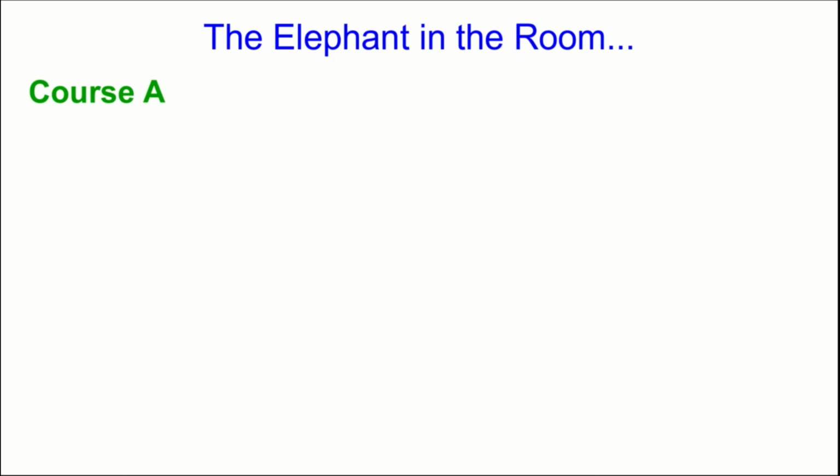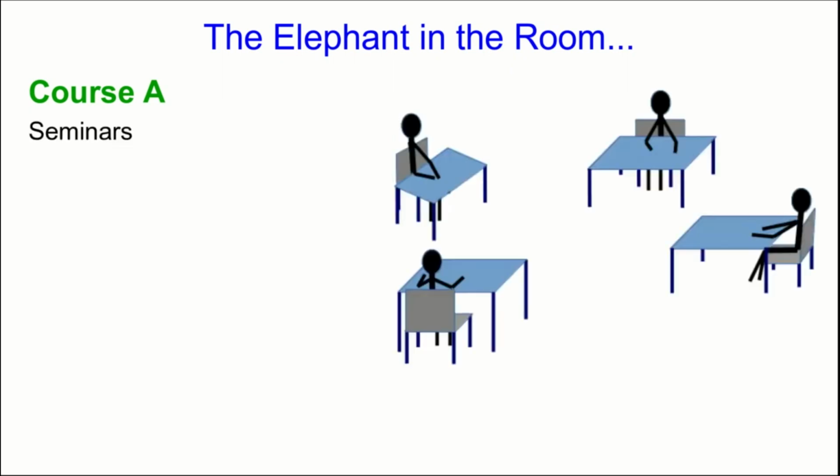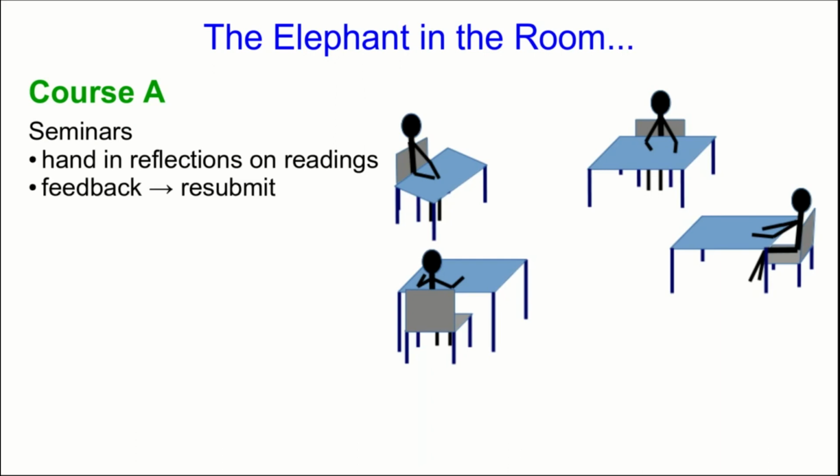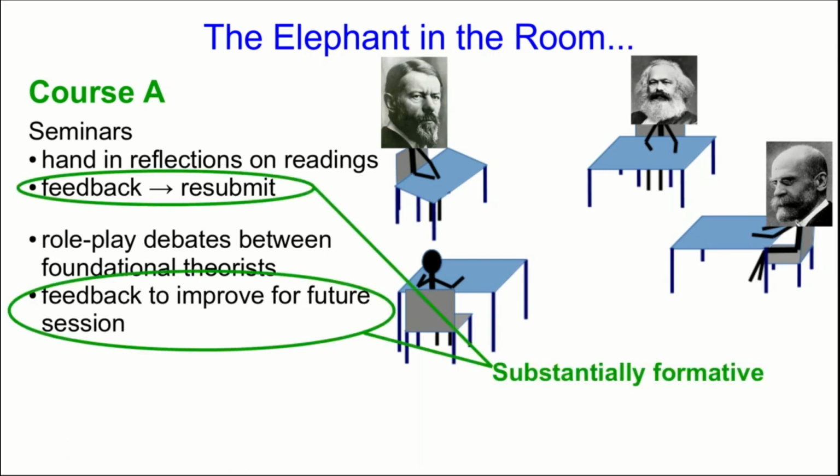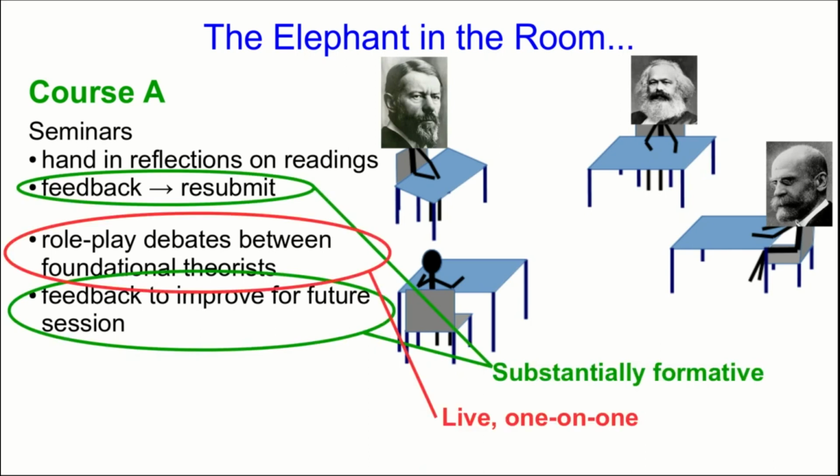To finish this lecture, I'm going to address the elephant in the room when it comes to moving online. I'm going to do it by contrasting two courses. Course A uses seminars. Students hand in reflections on the readings, they get feedback on those reflections and opportunities to resubmit. Then in class, they role-play debates between foundational theorists. They get feedback on those and an opportunity to improve in future role-playing debates. This is substantially formative, and it has a big live one-on-one component in the assessment, which is essentially cheat-proof.